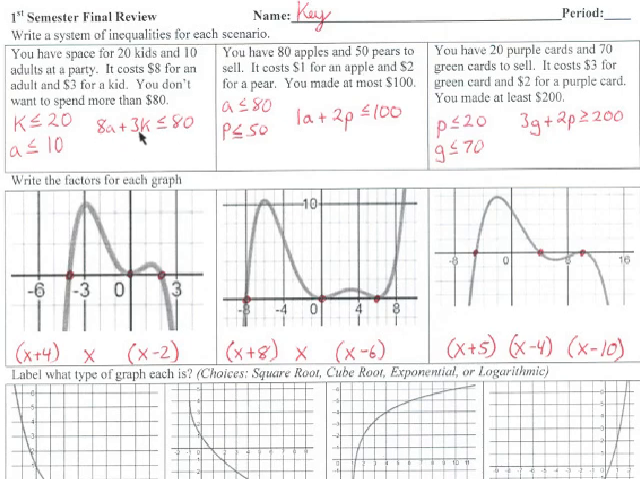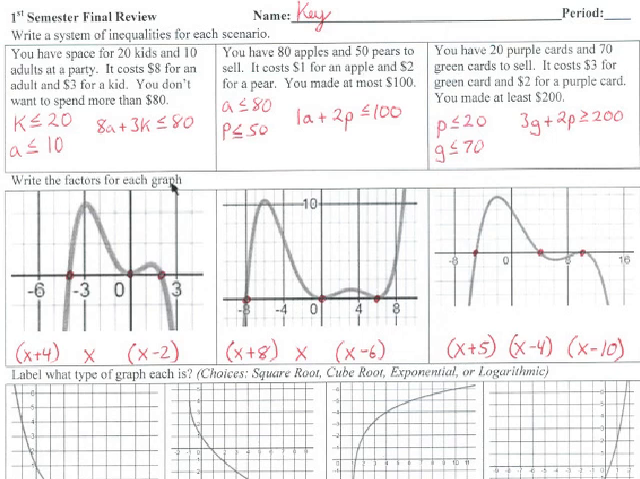And this last one is saying if it's $8 per adult plus $3 per kid, if you add that up, you don't want to spend more than 80. That means 80 will be the most you want to spend. You want to spend below or equal to $80. So these are the three inequalities you could make from this scenario. And so for each of these, you're just reading carefully and making inequalities the best that you can.